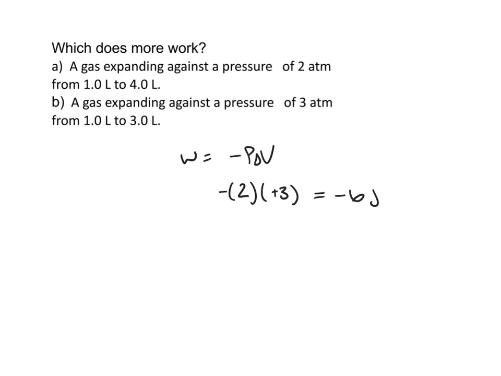Now the other one has a gas expanding against 3 atmospheres. So this time I have 3 atmospheres, and it's expanding from 1 to 3. So 3 minus 1 is negative 2. Just kidding, it's positive 2. But negative 3 times plus 2 equals negative 6. So both of these do an equivalent amount of work. 2 atmospheres of gas expanding 3 liters or 3 atmospheres of gas expanding 2 liters both give me a negative 6 joules of work. So that's how you apply the pressure volume work formula.